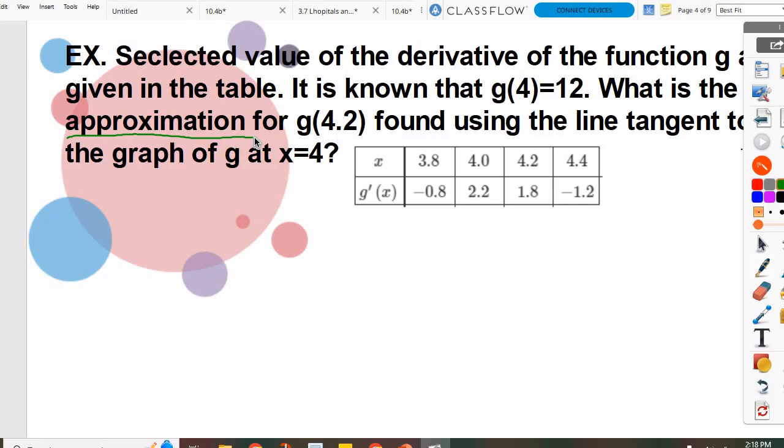But this time it specifically tells us to approximate using the tangent line. So that should be our first clue, that we want to write the equation of the tangent line. So what are the two things that we need to write the equation of a tangent line? The point and the slope. Cool. Do they give us a point? Yes. What is it? 4 comma 12.